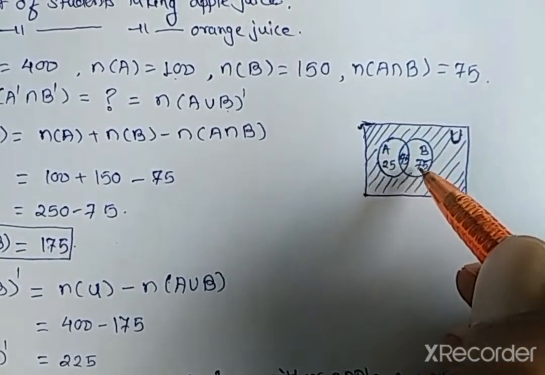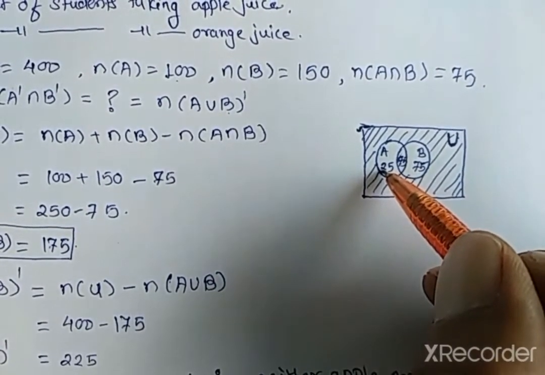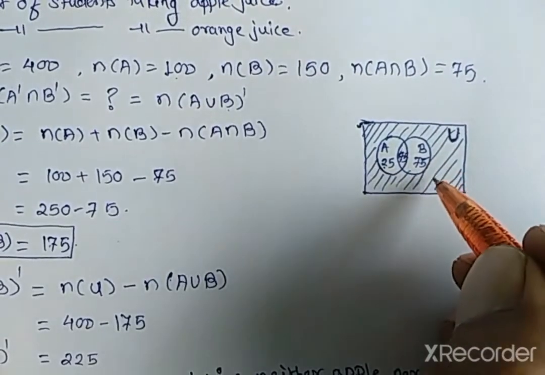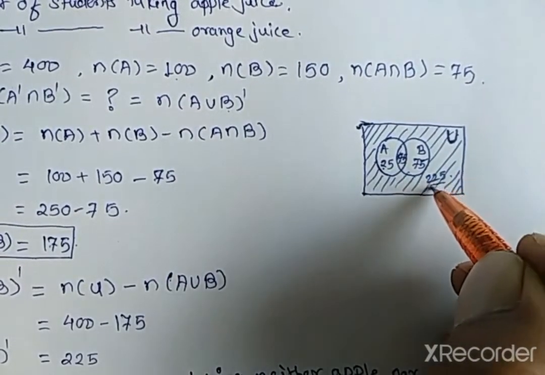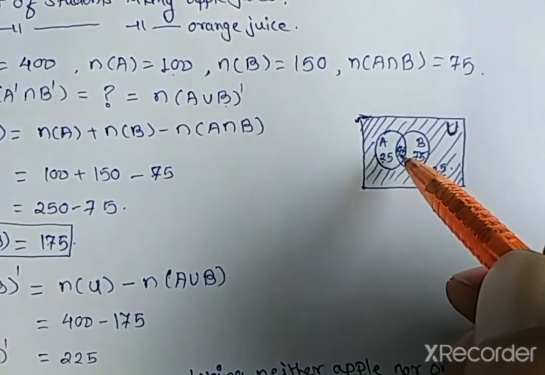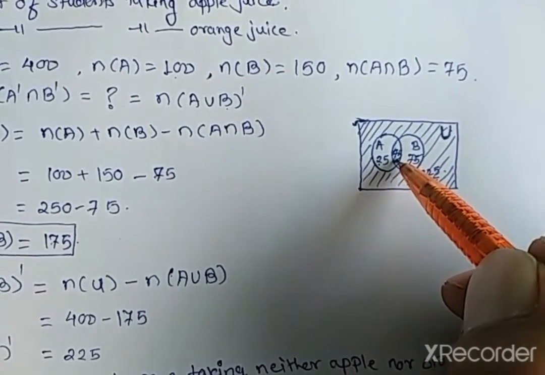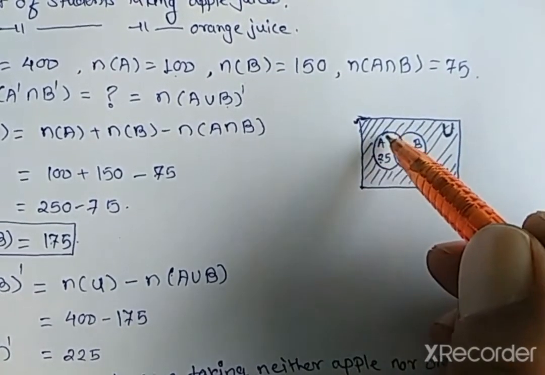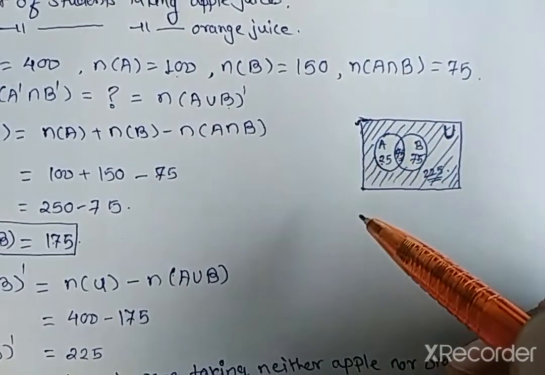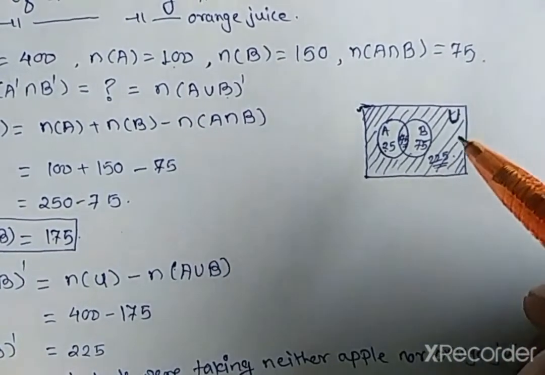Okay, so the total of this is 75 plus 25 plus 75, which is 175, and U is 400, so the outside is 400 minus 175, which gives 225. When you are working with a Venn diagram, first start with the common part of all sets. So here the common part of all sets is 75. After that you define the remaining part of each set, or the combined two-set intersections if there are any, and after that we get the required solution.